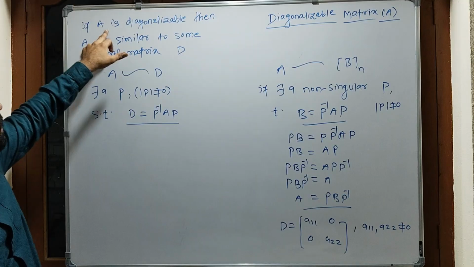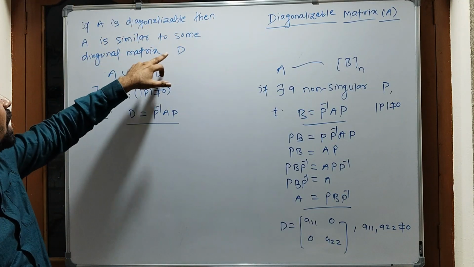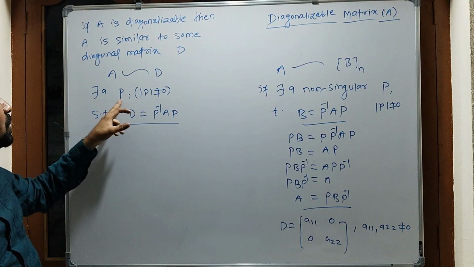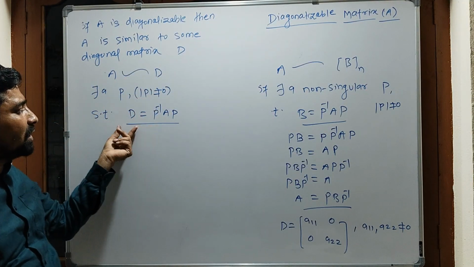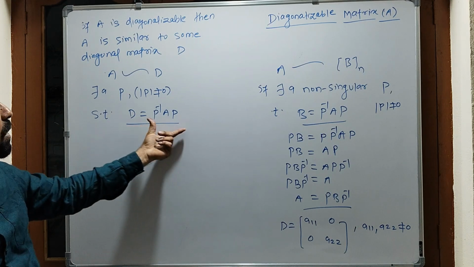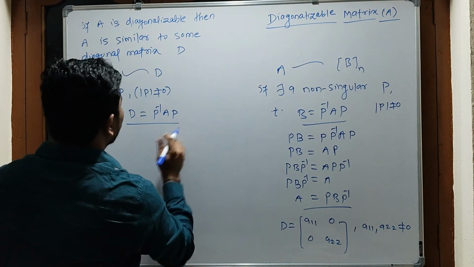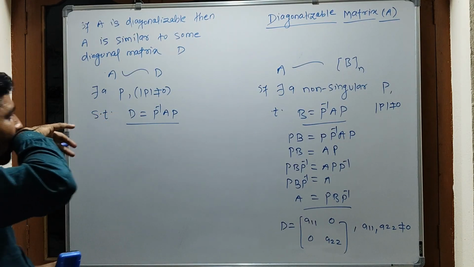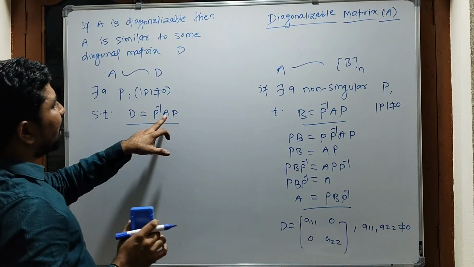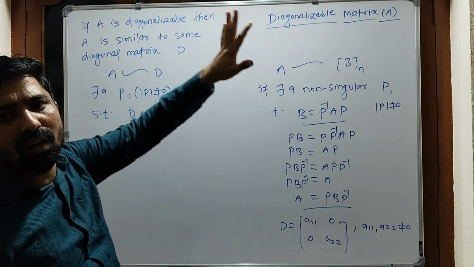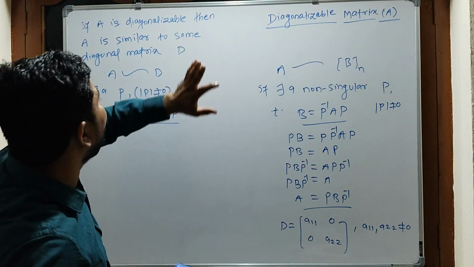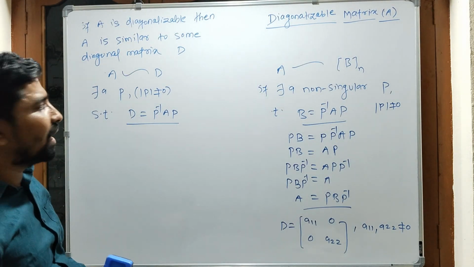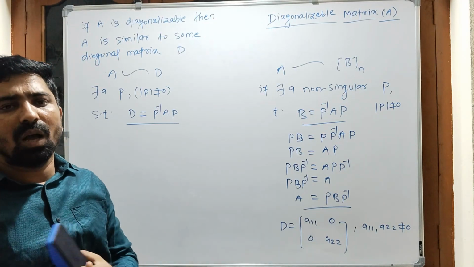Here I am saying if A is diagonalizable, then A is similar to the diagonal matrix D. A is similar to D means there exists a non-singular matrix P such that this D can be written as P inverse AP. This is the way to write the diagonal matrix D. Now this is my matrix A, which is going to be diagonalizable, this matrix D is the diagonal matrix, and this matrix P is the model matrix.